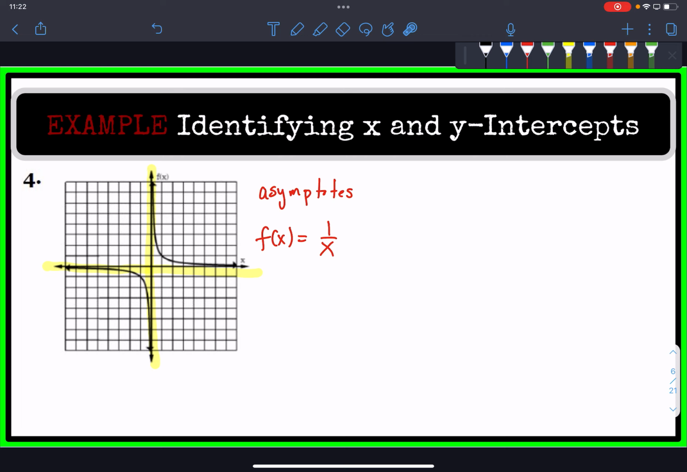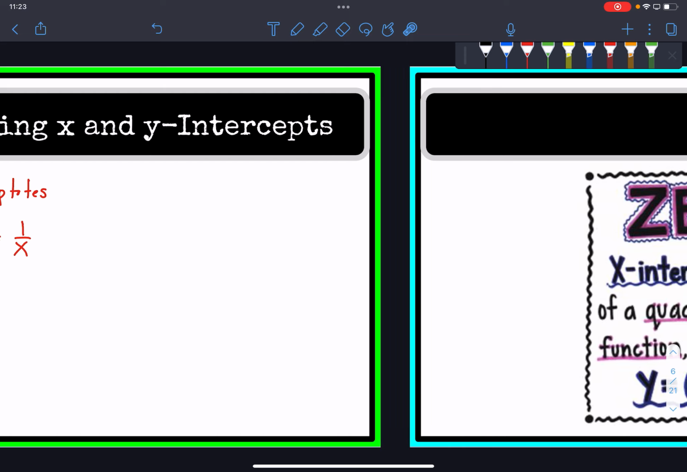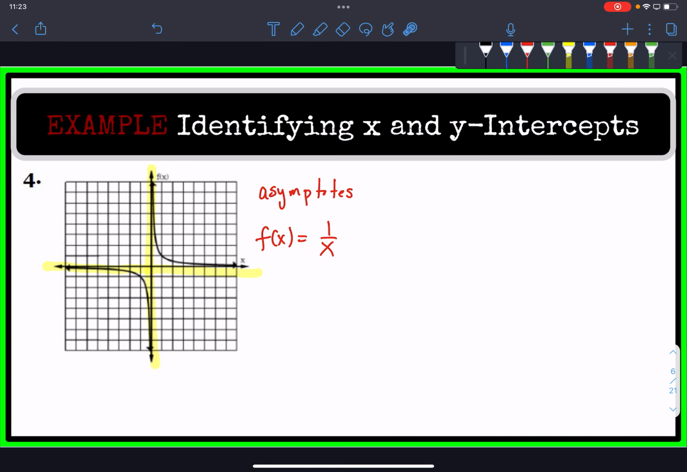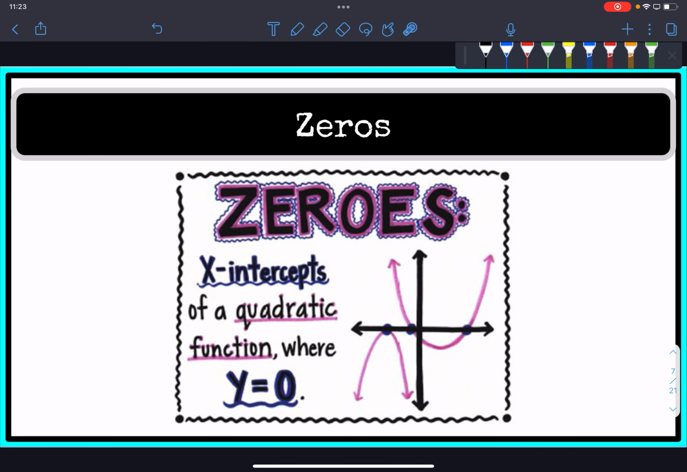Now, in the second half of this video, we're going to go over how do I find these intercepts algebraically? Well, let's start with a different terminology for the x-intercept. The x-intercept is sometimes referred to as the zeros when we're doing this algebraically. And it's not only for quadratic functions. I know on this slide here, it says that the zeros are the x-intercepts of a quadratic function. That's not true.